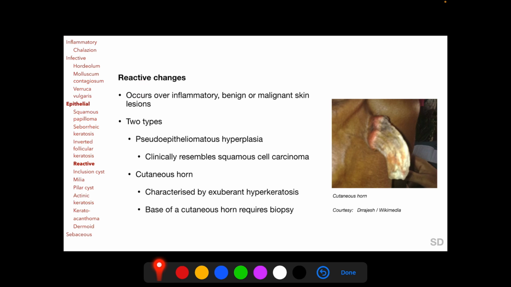Reactive changes of the epidermis occur over another inflammatory, benign or malignant skin lesion, and two types of reactive epithelial changes are pseudoepitheliomatous hyperplasia, which clinically resembles squamous cell carcinoma, and cutaneous horn, which is characterized by an exuberant hyperkeratosis, and the base of a cutaneous horn requires biopsy to diagnose the underlying lesion.